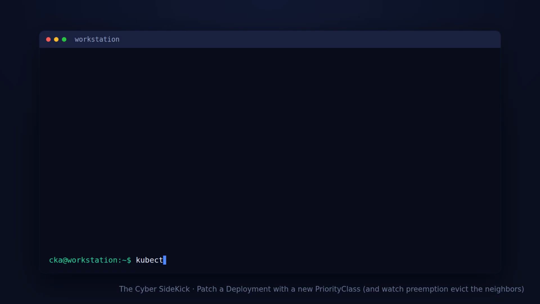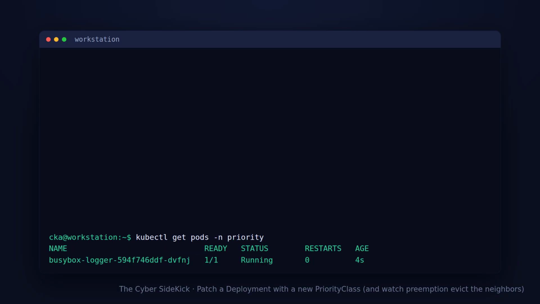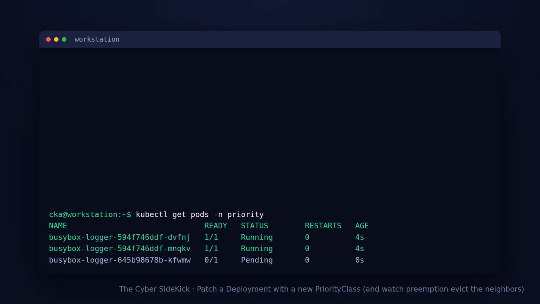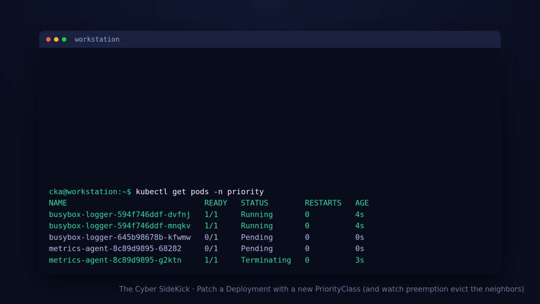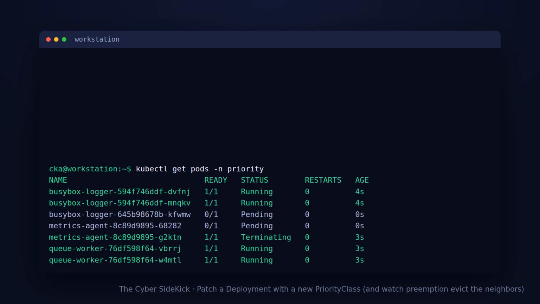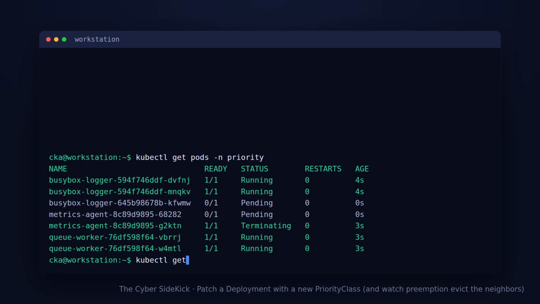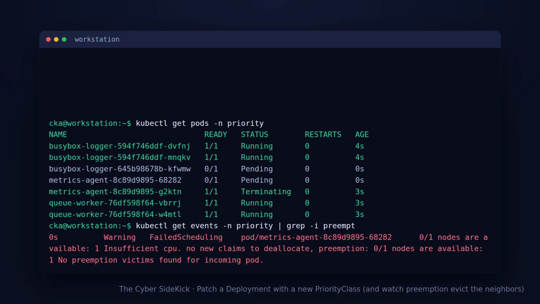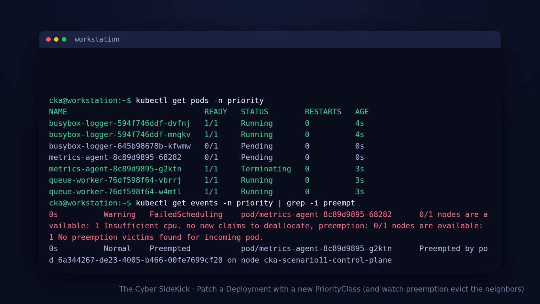Here is the moment the question promised. The fresh busybox-logger pod went pending, the scheduler compared priorities, and a low priority neighbor is being terminated to make room. Its replacement sits pending because, at priority -10, it cannot evict anyone. Kubernetes writes this decision down. The events show preempted, naming the victim, evicted by the scheduler on behalf of the higher priority pod. This is not a failure, and there is nothing to fix. The question told you it was expected. Your only job is to let it happen.